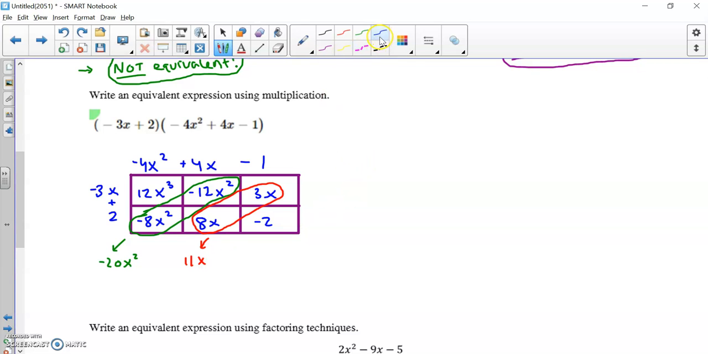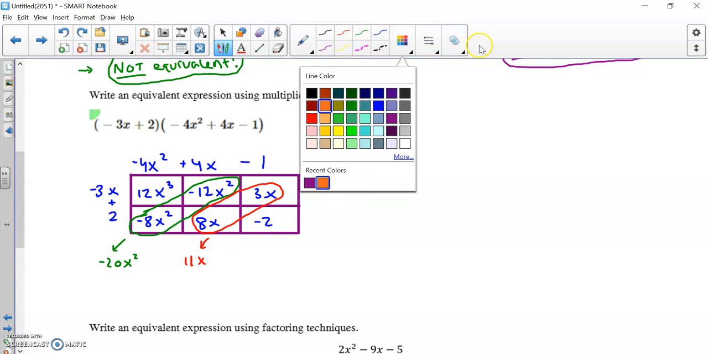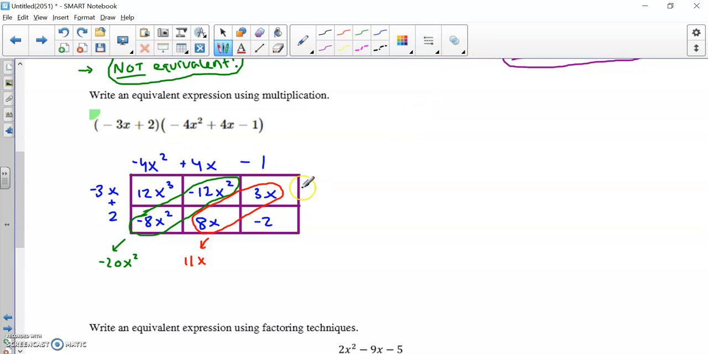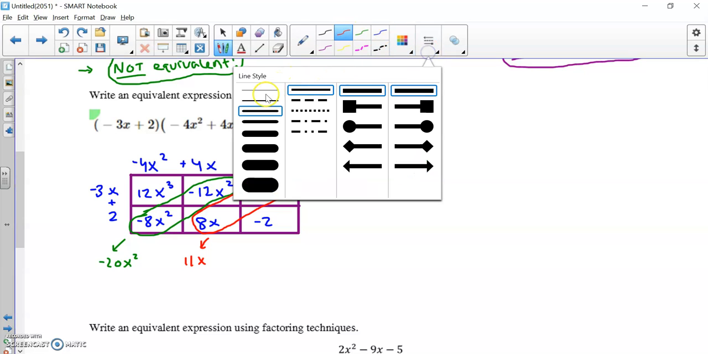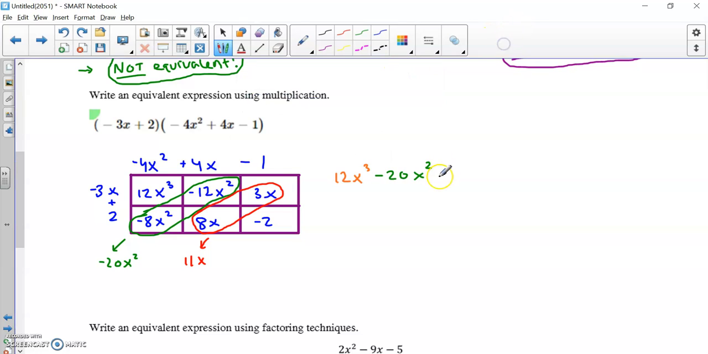Okay, now I can easily just combine everything together. So I have 12x cubed minus 20x squared plus 11x, and then I have a little minus 2 in there still. And this is the simplified answer. Be very, very careful. Double, triple check your work for this one, guys. I see a lot of tiny, tiny mistakes.